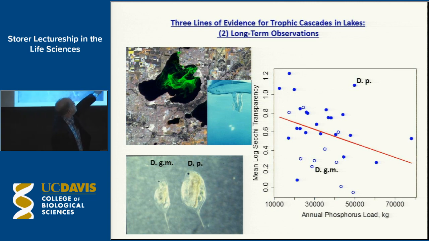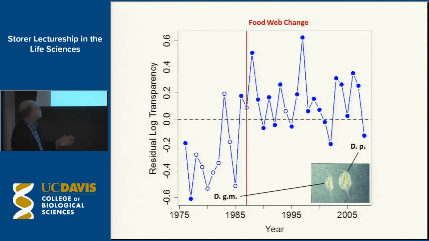What I've plotted here is mean log Secchi disk transparency versus annual phosphorus load to the lake in kilograms. There's an inverse relationship, as you'd expect. Lots of phosphorus means less transparency. And there's a pattern to the scatter. Daphnia pulicaria, the big one, is the solid circles, and Daphnia galeata mendotae, the little one, is the open circles. And if you plot these against time, the pattern becomes even more clear. So prior to 1987, it's mostly Daphnia galeata mendotae. After 1987, it's mostly Daphnia pulicaria.